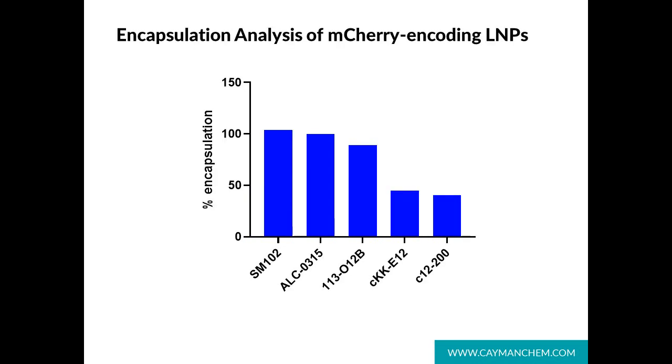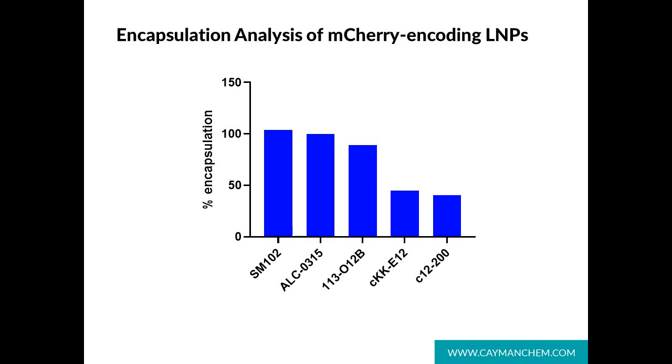Using Thermo's RiboGreen kit with and without Triton X100, we tested encapsulation efficiency of the mRNA. As expected, SM102 and ALC0315 particles encapsulated very nearly 100% of the mRNA. And additionally, 113O12B based particles encapsulated about 85%. All of these numbers are suggestive of high quality particles.